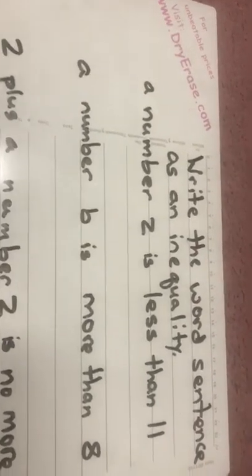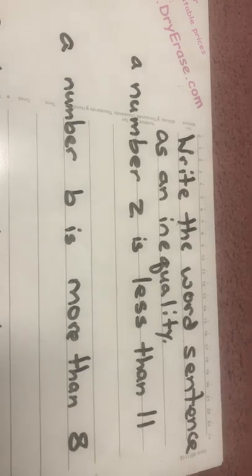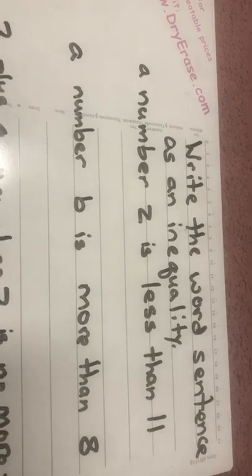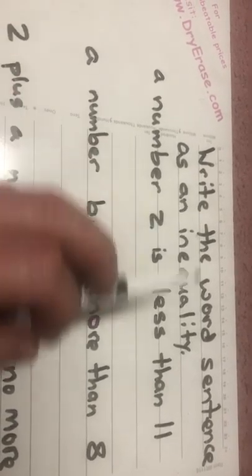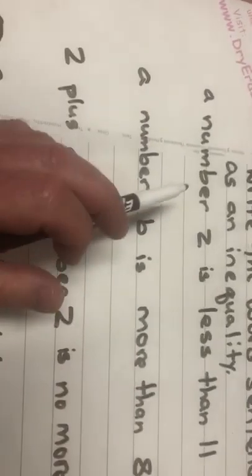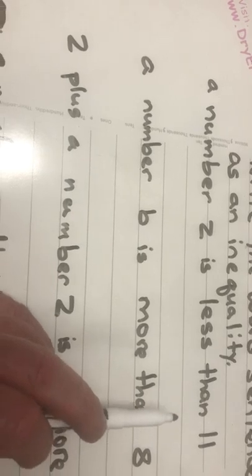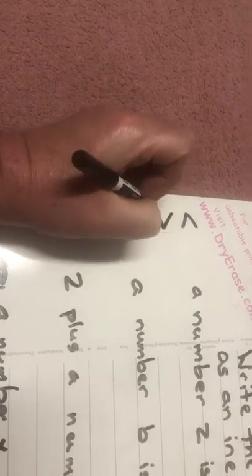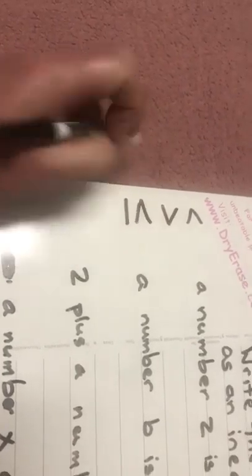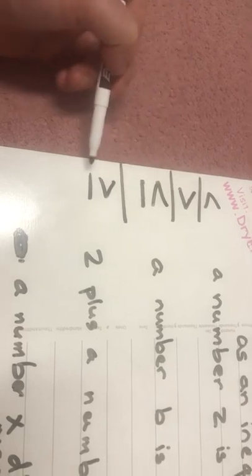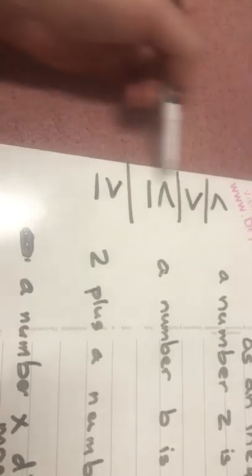So you have several sets of directions that you're going to be working with today from the Big Ideas book, pages 333, 334. To start with, the first set of directions says to write the word sentence as an inequality. So remember my inequalities. We could have less than, greater than, less than or equal to, or greater than or equal to. Any one of these four inequalities will work.